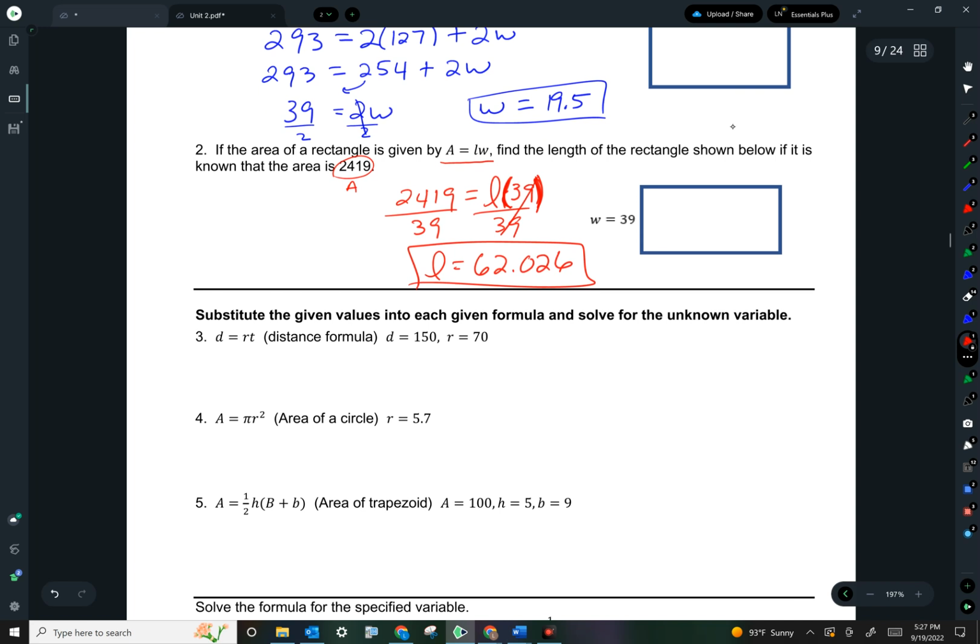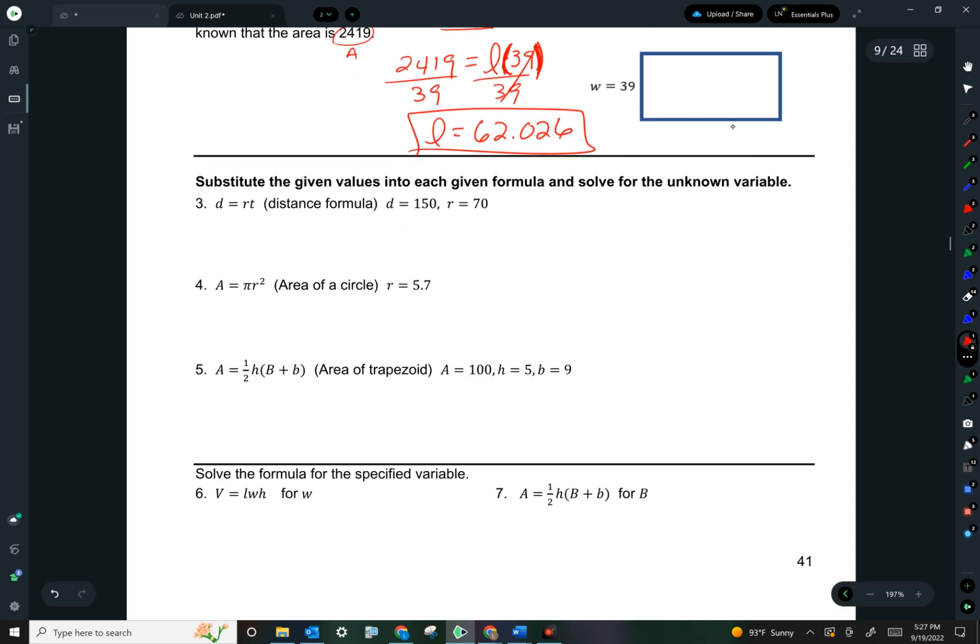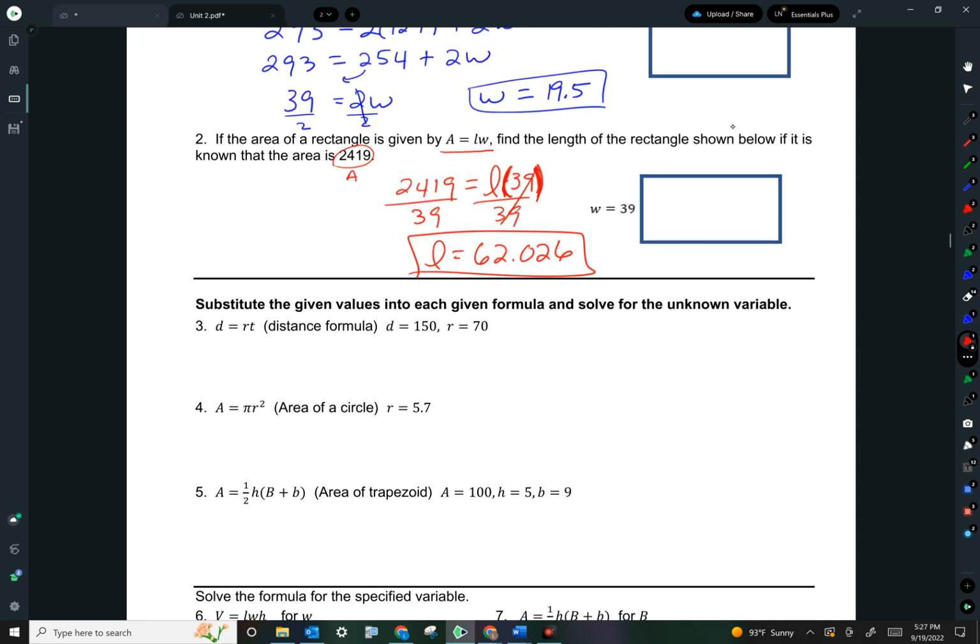What we're really heading for are, well, I guess we still have numbers to plug in. So if we look at number 3, substitute the given values into each given formula. All right, so number 3, we're told that this is a distance formula. D stands for distance, R stands for rate, T stands for time. I'm giving you the names of these formulas because these are ones that maybe you've seen before, but as we move forward, you need to remember these formulas because they're going to gradually come up.